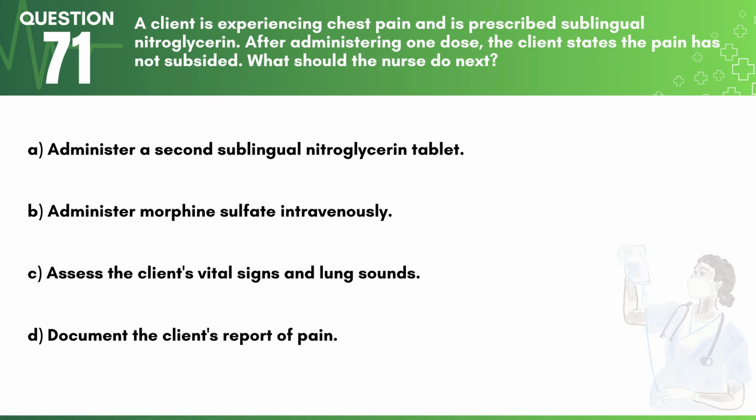Question 71. A client is experiencing chest pain and is prescribed sublingual nitroglycerin. After administering one dose, the client states the pain has not subsided. What should the nurse do next? A. Administer a second sublingual nitroglycerin tablet. B. Administer morphine sulfate intravenously. C. Assess the client's vital signs and lung sounds. D. Document the client's report of pain.